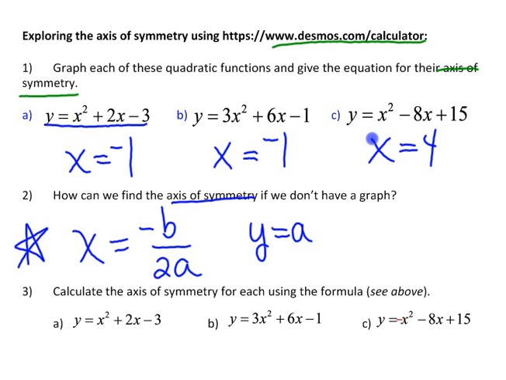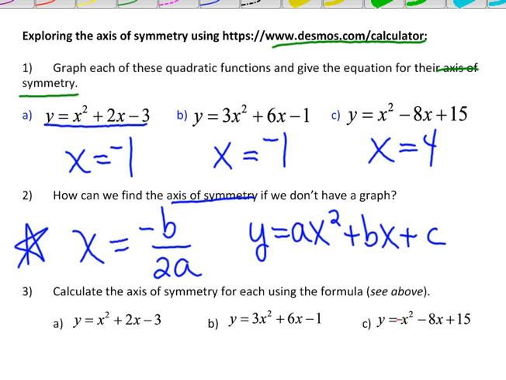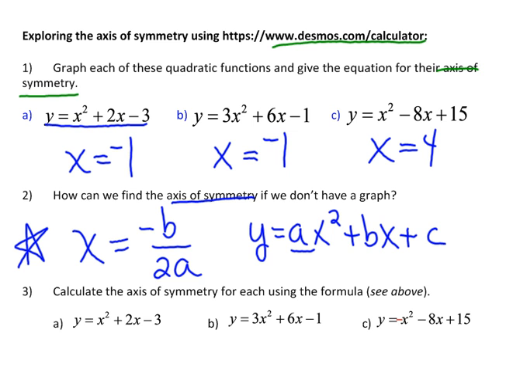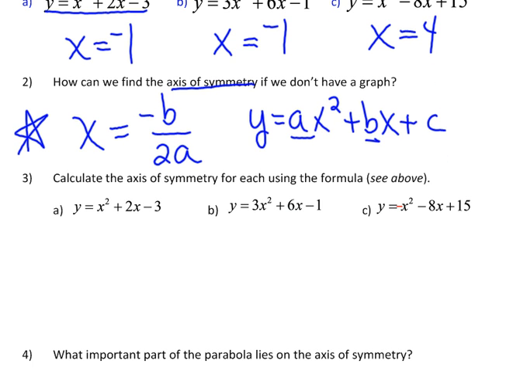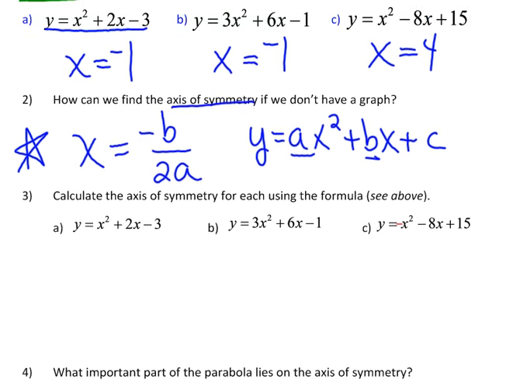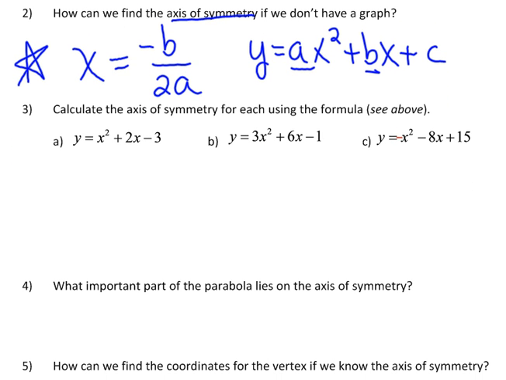Standard form is y equals ax squared plus bx plus c. So a is the coefficient for x squared, and b is the coefficient for x. That's where those two are going to come from. So let's practice calculating that for our equations up here. These are the same three parabolas that we had before, and we're going to calculate the axis of symmetry, this time using the formula.